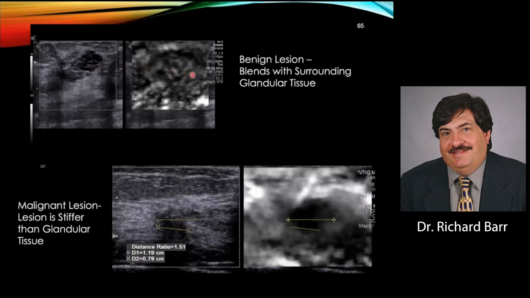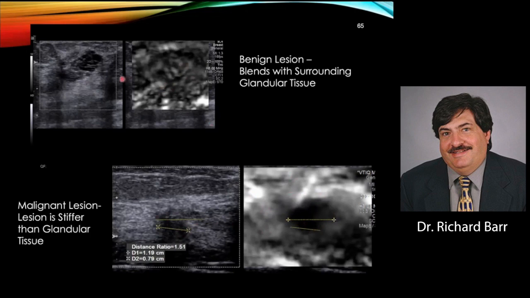Here, I don't see the lesion. It blends in with all the background glandular tissue. It's going to be benign. In this case, the lesion is much larger and very stiff. The glandular tissue is a light gray and fat is white. It's very obvious that this is going to be a cancer.